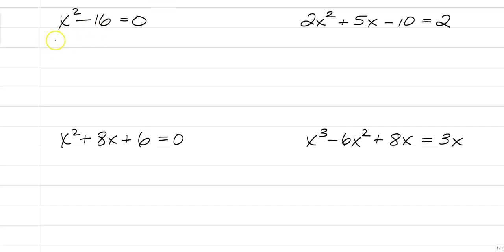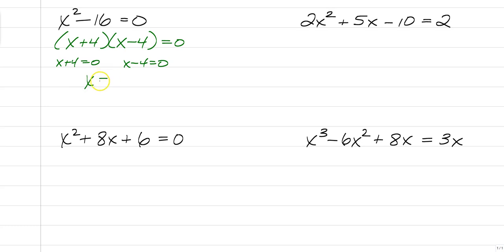So this is the difference of 2 squares. You should have had x plus 4 and x minus 4, and that's equal to 0. Set each one of them equal to 0. And for this one, you should have gotten x equals negative 4 and positive 4. If you got that, you are correct.